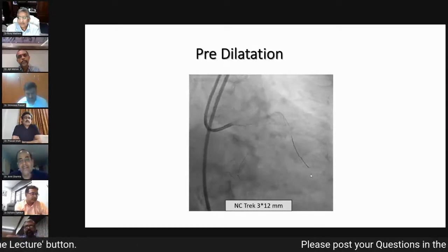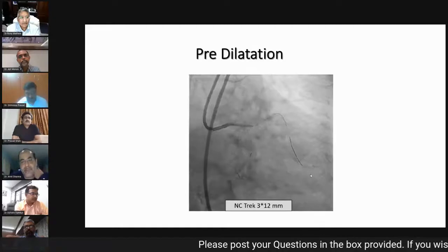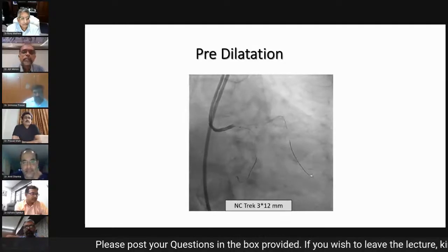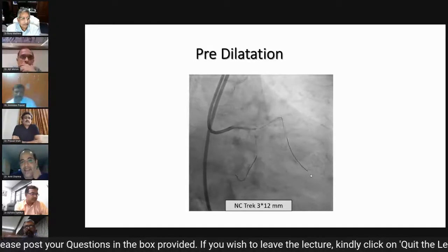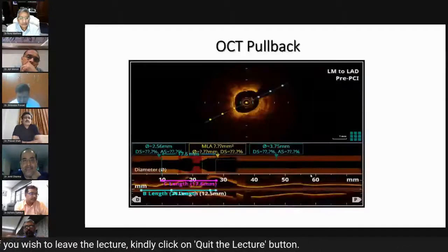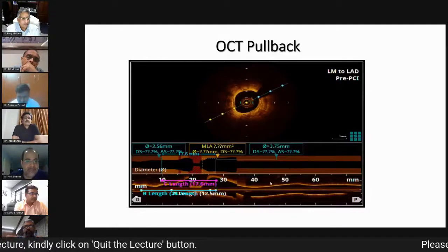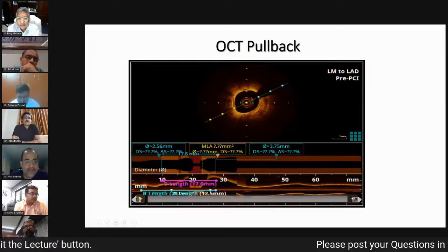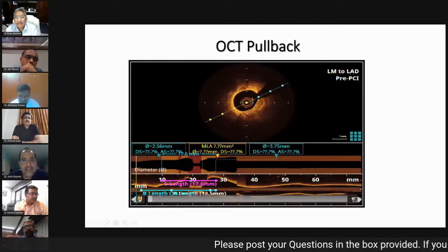So initially, after that, we upgraded the balloon sequentially. First was a 2.0, then we used the NC Trek 3.12, and we opened the lesion first. And subsequently, this was the OCT we did. This was the pullback, starting from the distal LAD.